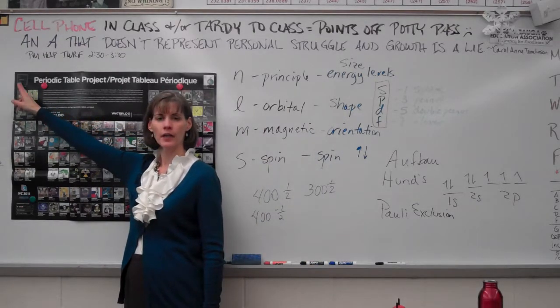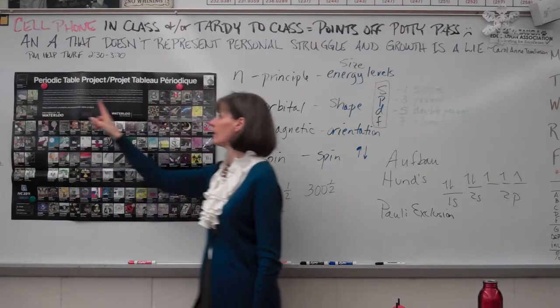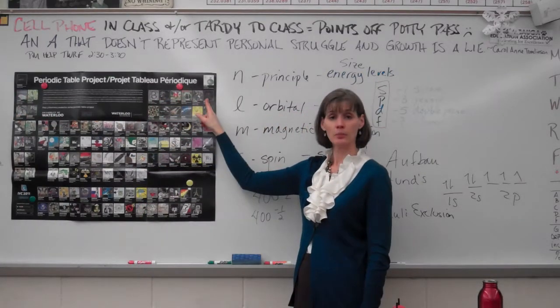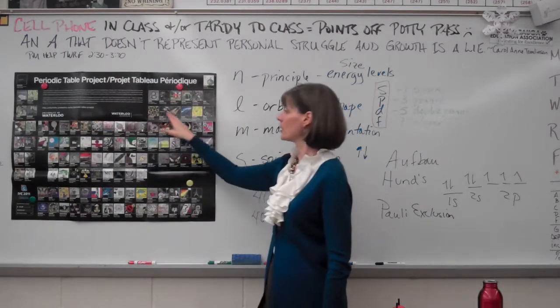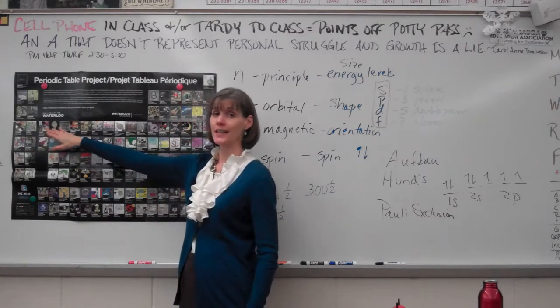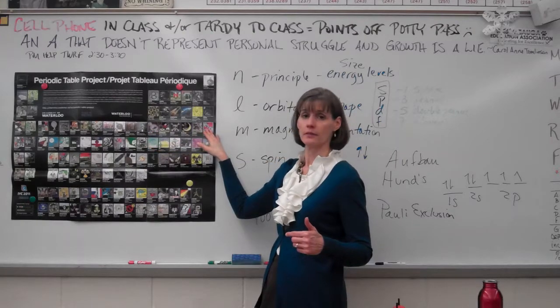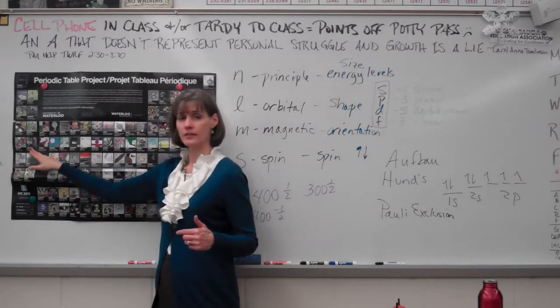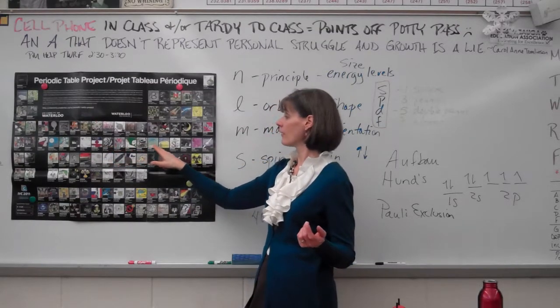Energy level 1, s orbital. Energy level 2, s orbital. Energy level 2, p orbital. 3s, 3p. 4s, 3d, because of orbital overlap, 4p. 5s, 4d, again, orbital overlap, 5p.